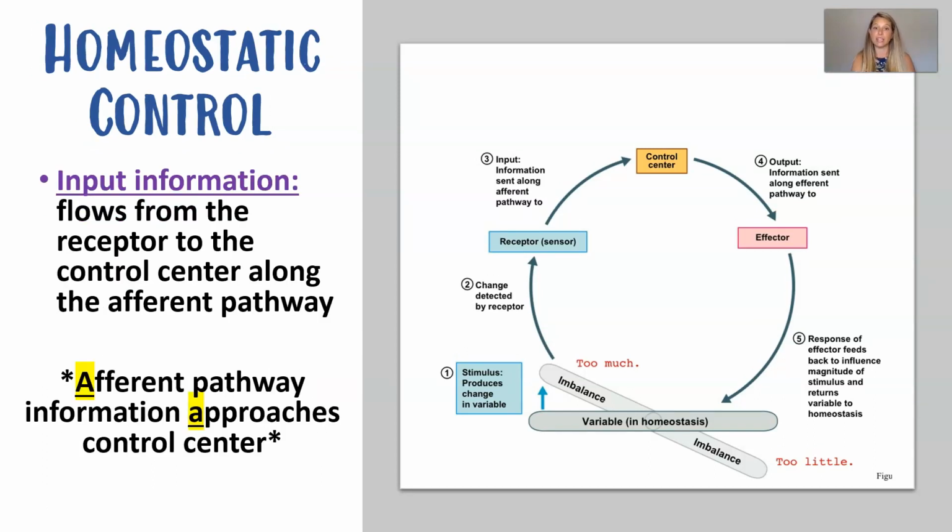The information that's being sent from the receptor to the control center is what we call afferent or input information. So it's flowing from the receptor to the control center along what we call the afferent pathway.